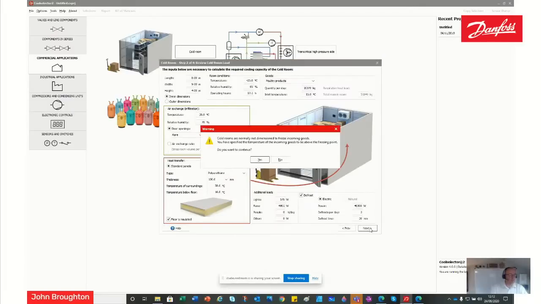Then we click next. And it comes up with a warning. So cold rooms are normally not dimensioned to freeze incoming goods. You have specified the temperature to be above the freezing point. Do you want to continue? So let's click yes.